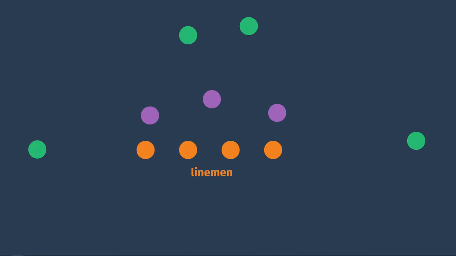So the linemen are the defensive tackles, defensive ends, and sometimes the nose tackle. Linebackers include middle linebackers and outside linebackers, and the defensive backs include the cornerbacks and the safeties.